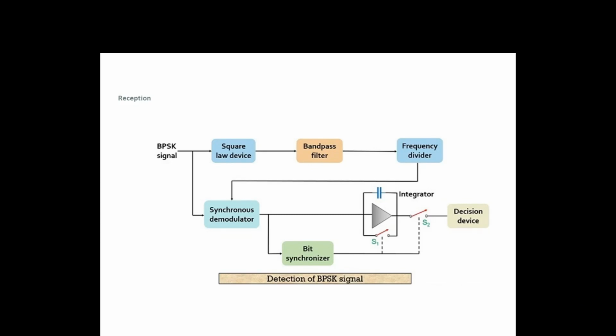BPSK signal goes to a synchronous demodulator. Then it will go to an integrator. Then it will go to a decision device. So this is the simplified structure of BPSK receiver.